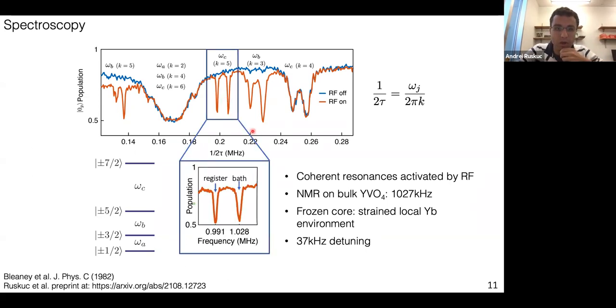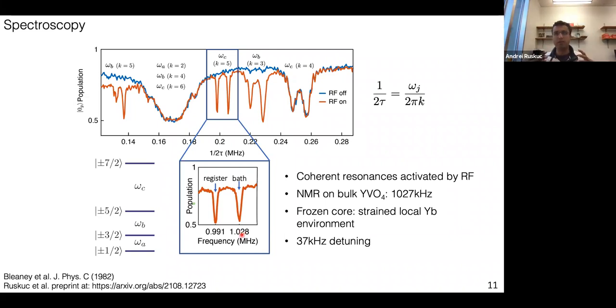We can zoom in on this resonance here, which corresponds to the C transition of the vanadium ions, and we see that it exhibits this kind of split resonance structure. We attribute these two peaks to two distinct ensembles of vanadium spins, the register and the bath that I mentioned previously. This peak at about 1028 kilohertz agrees very well with previous studies of bulk yttrium orthovanadate measured using NMR.